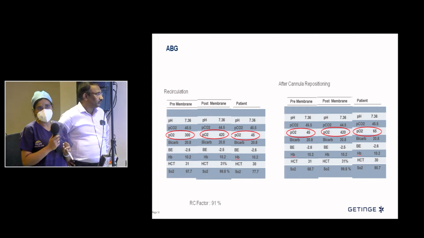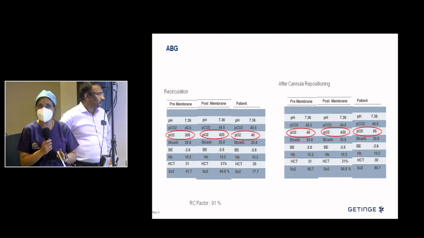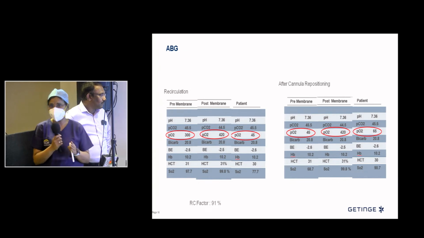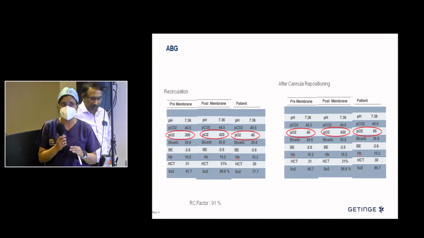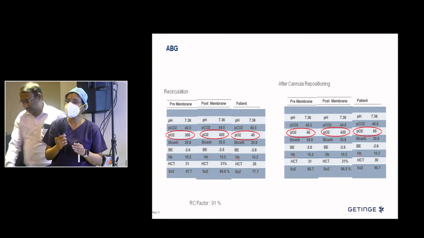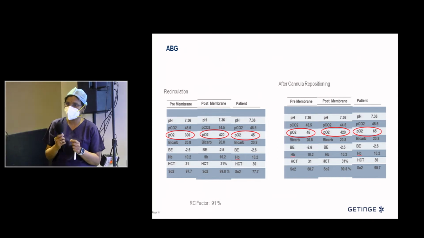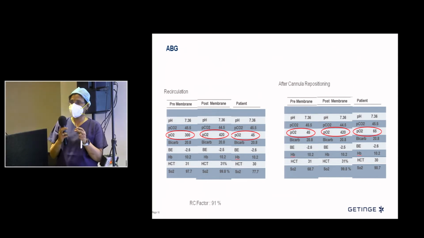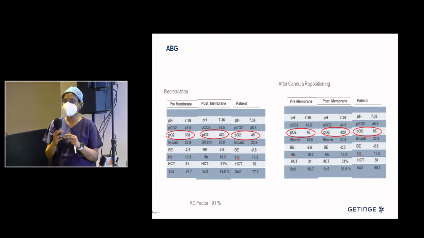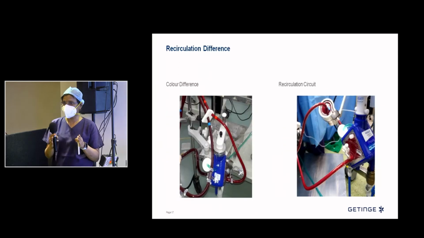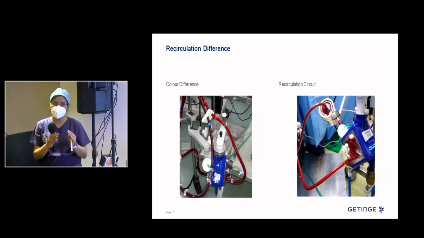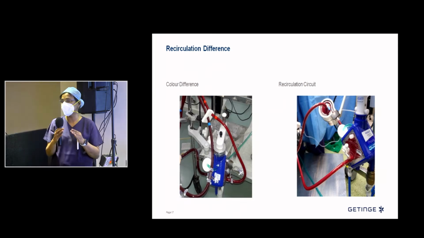That is one thing. Okay, there is recirculation. How are we going to manage it? How are we going to find it out? Sometimes evident recirculation may not be there in your color difference. Color difference happens only if pre-venous saturation, pre-oxygenator saturation, is more than 80%, 85%. Then you see a significant color difference. That is obvious recirculation.